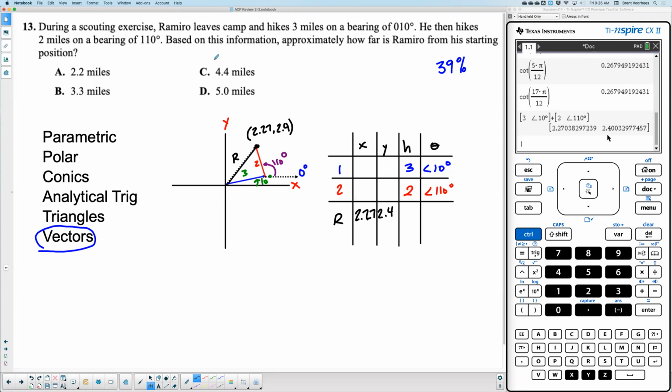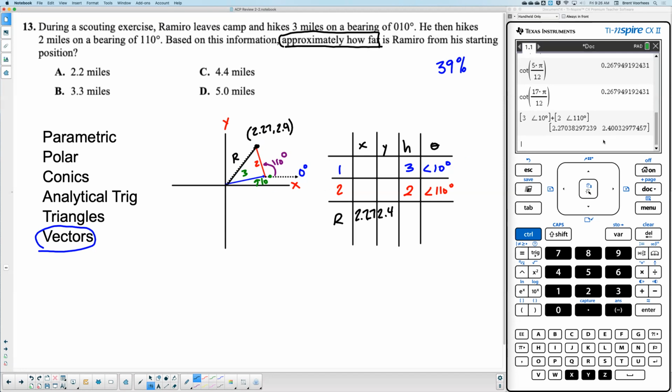Now, this problem doesn't ask for that. It says approximately how far is Ramiro? Would that be the x value, the y value, or this diagonal resultant? If we want to know how far Ramiro is from camp, it would not be the x value, the horizontal, nor the vertical. It would be the diagonal value. We need to know the magnitude.